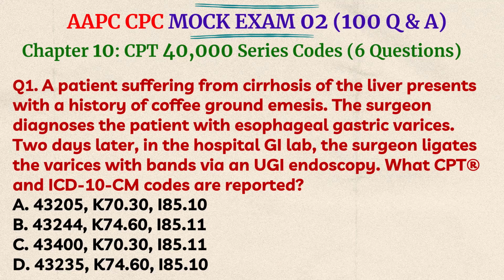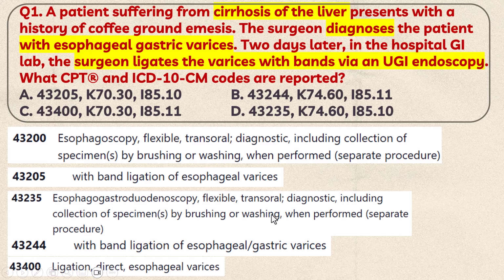So there are 4 answers available with both CPT and ICD-10-CM codes. Take both your books and find the answer. So here you have to highlight: patient came with the cirrhosis of liver, a surgeon diagnosis with esophageal gastric varices, surgeon ligates the varices with bands via an upper GI endoscopy. When you look at the answers, all answers are adjacent codes, so you can use the elimination method for the exam purpose. So let's go to the CPT code series.